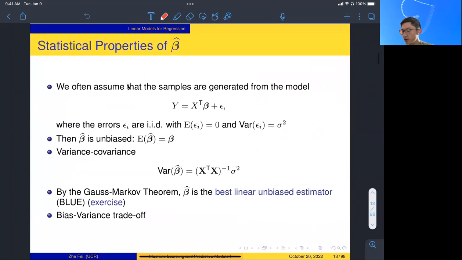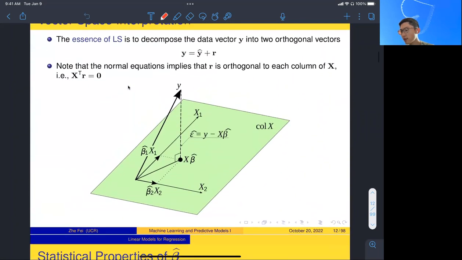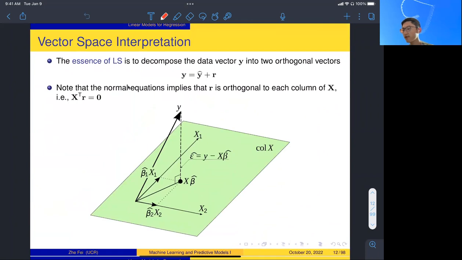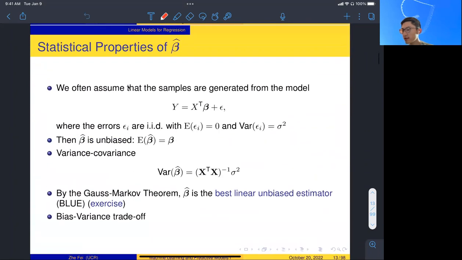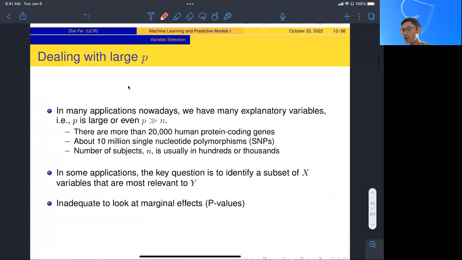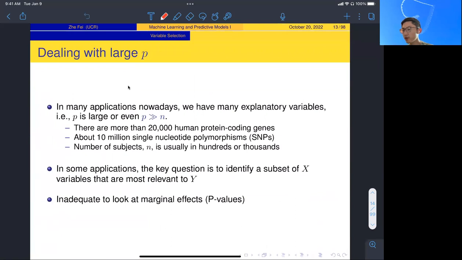From yesterday, we introduced a linear model, right? We gave some visual interpretation of the beta hat estimate for the linear regression. And these statistical properties for the low dimensional beta hat estimate should be straightforward, and I believe most of you should have learned this in your statistical classes. Now if we move on to large P, what we mean by high dimensional data, that's a lot of cases in real world applications.